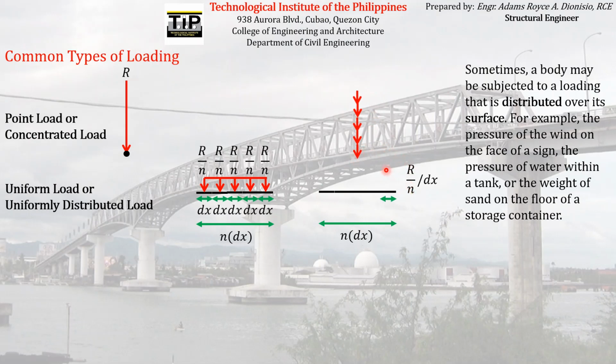So, ano yung sum nitong several forces na to? That is just equal to, sabi ko nga kanina, that is just equal to the product of this and kung ilan sila. So, that is just r over n over dx times n dx. And that sum or product is just equal to the resultant of these several forces. Actually, pag sinimplify mo to, dx cancel. May n sa denominator, may n sa numerator, cancel. So, matitira na lang ay r. So, that is actually the resultant of these several forces.